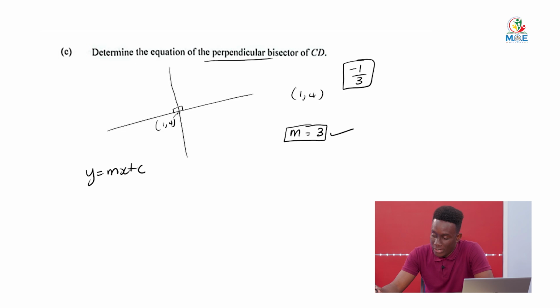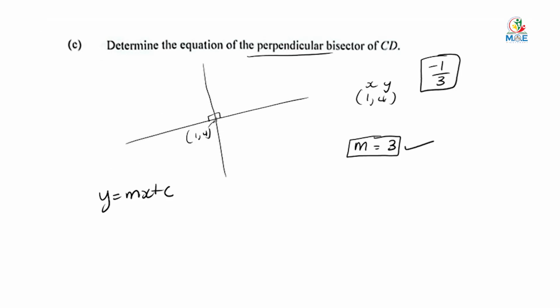So we have the gradient of that line, and then we also have these 2 points because the line will pass through. It's a bisector, so that means it will pass through the middle. So we also have these 2 points. So this will be x and this is y. So we have all of those things. Now we can find c. So we can say instead of y, we can say it is equal to 4 because that is the value of y here. Is equal to m, which is 3, multiplied by x, which is 1, plus c.